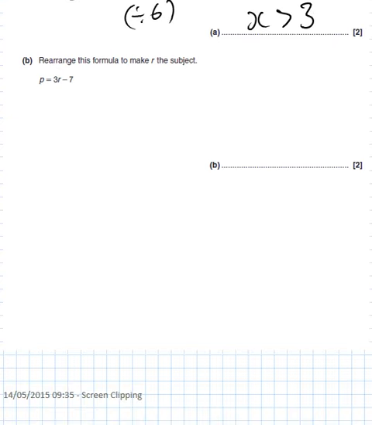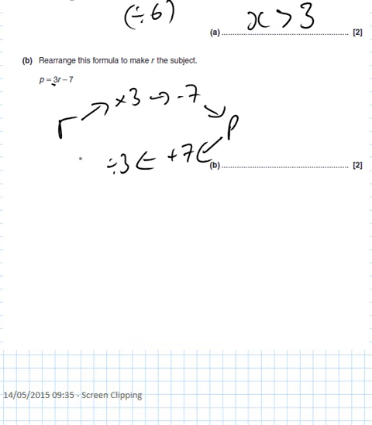Rearrange this formula to make r the subject. I've got a little trick to do this one. So you start with r. The first thing you do to r is times it by 3, which is 3r. And then you take away 7, and that gives you p. You then work the opposite process. Instead of taking 7, you add 7, and then you divide by 3, and that gives you r.